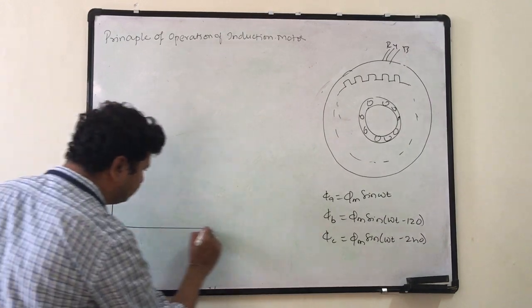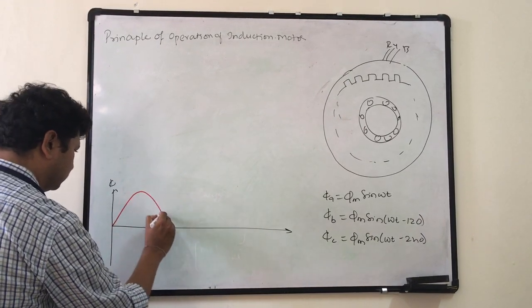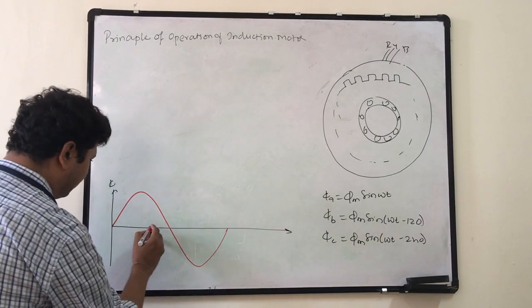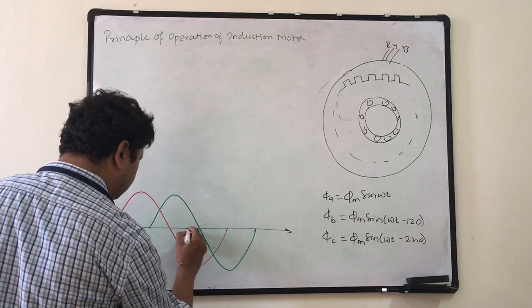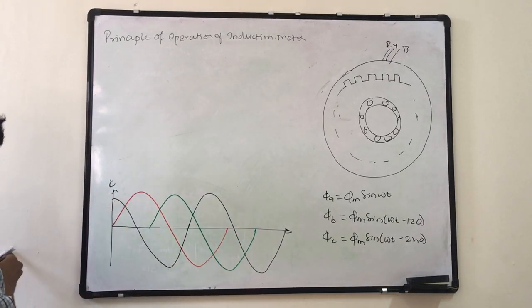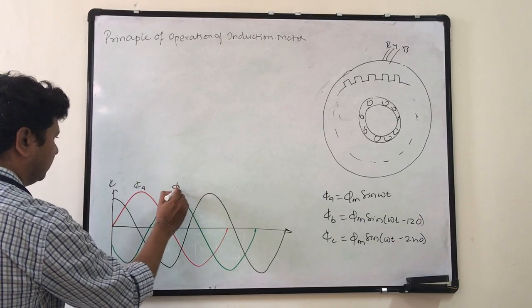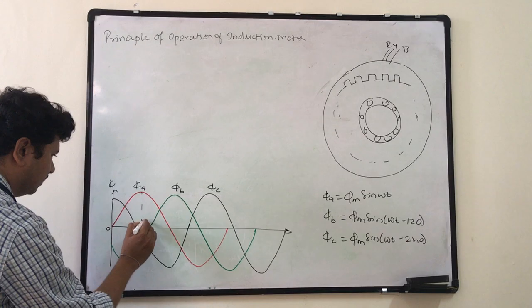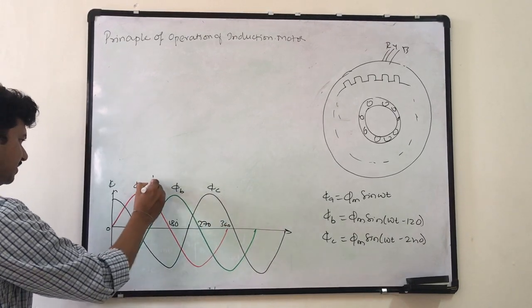the three-phase waveform is R, Y, and B. So when these three fluxes are existing, this is phi A, phi B and phi C. Okay, at any instant you consider, this is 0, 90, 180, 270, 360. You consider any time instant.